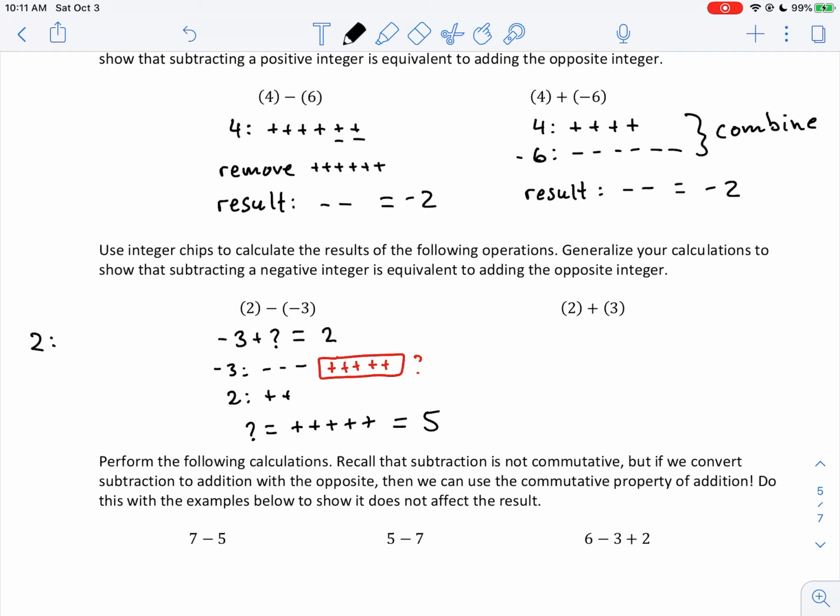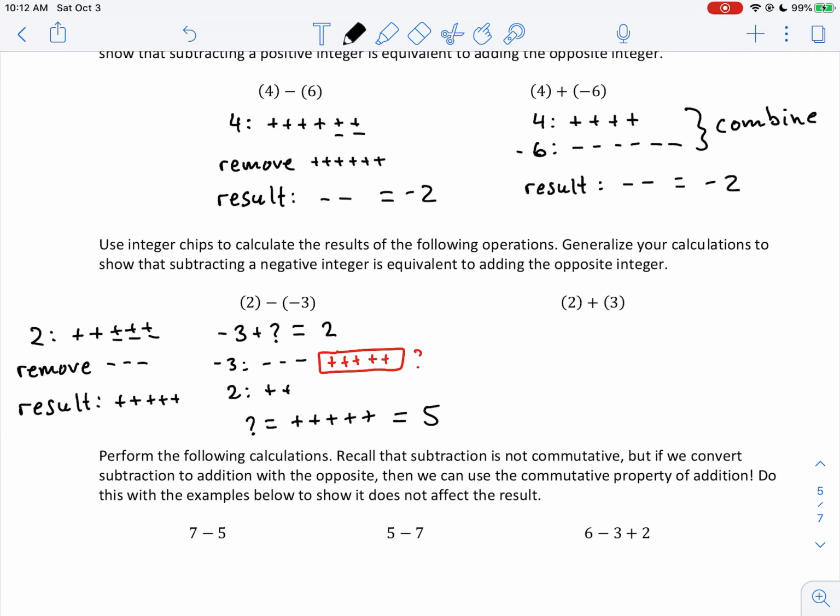Or if you do the takeaway model, right, here's a representation of 2. It's plus plus. And I want to remove 3 negatives. Well, I don't have 3 negatives, so put some 0 pairings in there. So now I do have 3 negatives I can remove. And the result will be the 5 pluses. And there's the takeaway model of subtraction using integer chips. And now let's do 2 plus 3. Obviously 2 plus 3, we have plus plus, and we're going to combine it with plus plus plus, right? Combine those. And the result is 5 pluses.